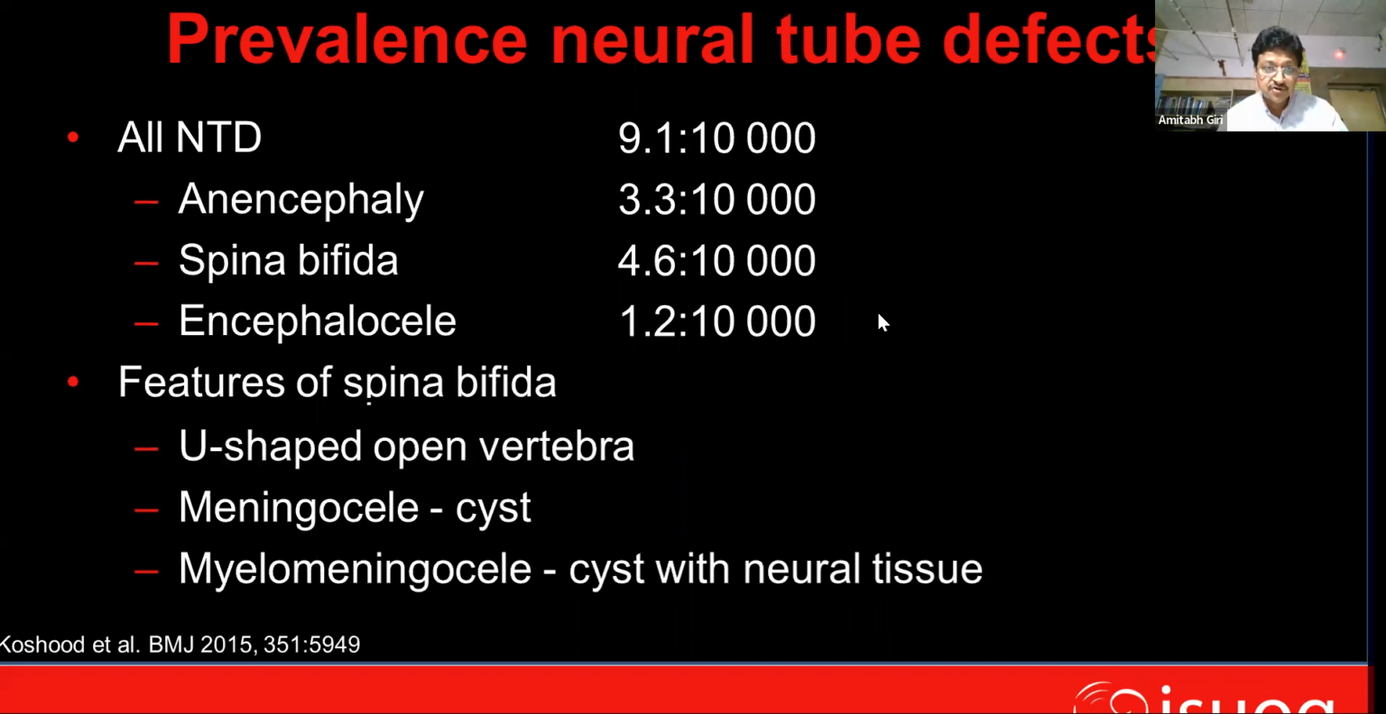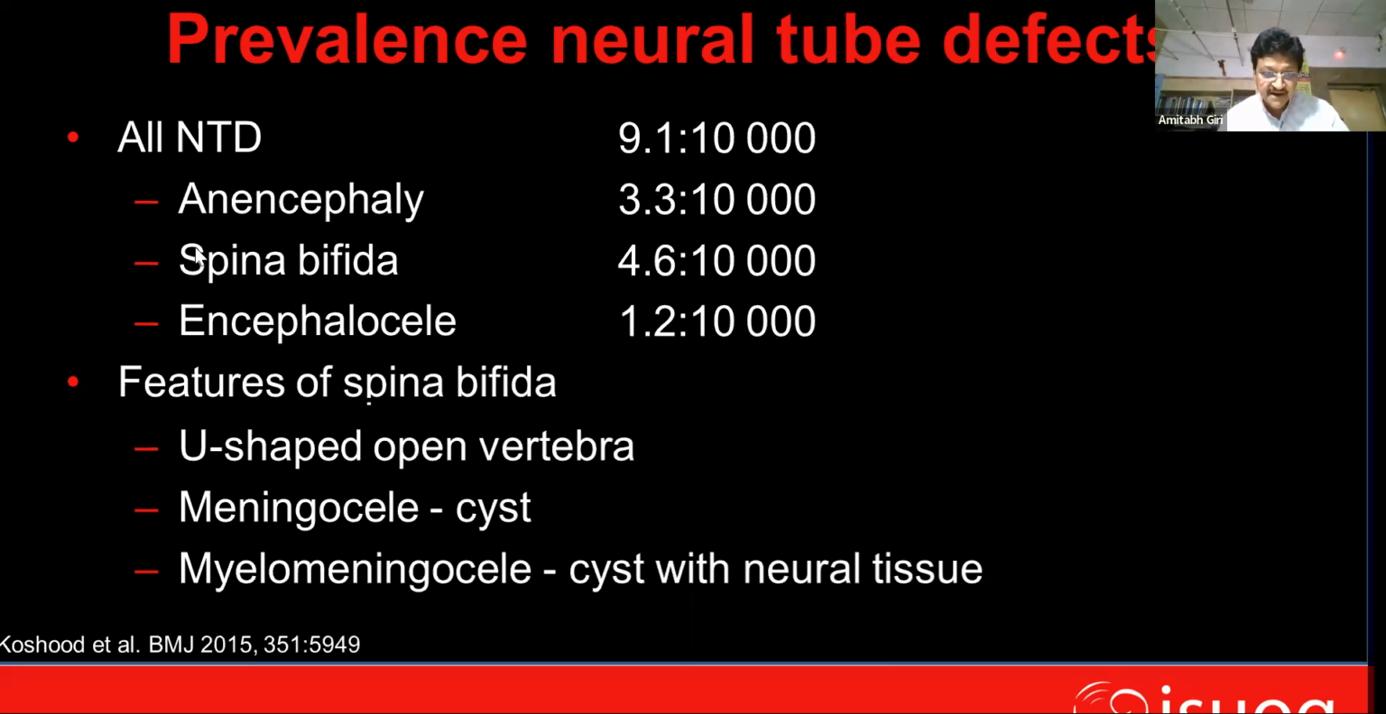Now to talk a little bit about the prevalence of neural tube defects: in a hospital setup where there are about 10,000 deliveries, all the neural tube defects account for about 9.1, and the most prevalent neural tube defect is spina bifida, which is followed by anencephaly and the encephalocele. We'll come to this slide again.